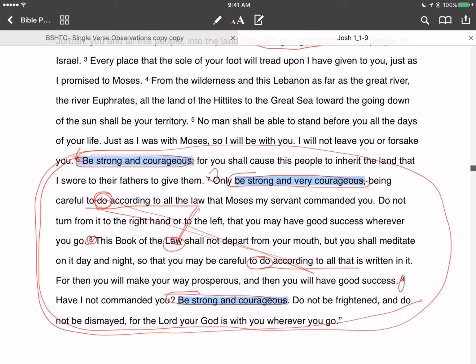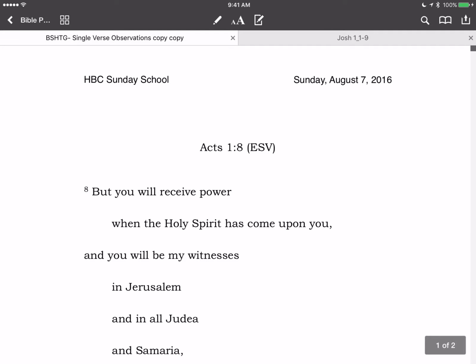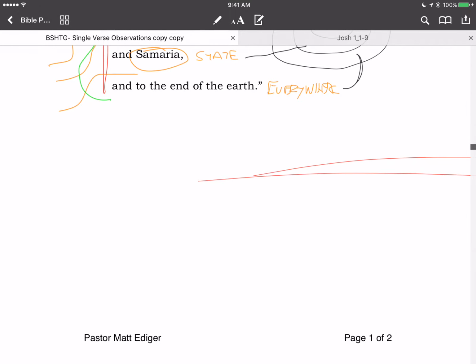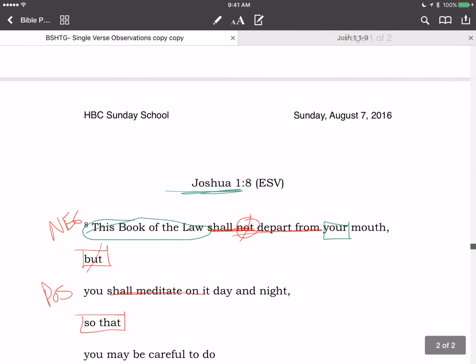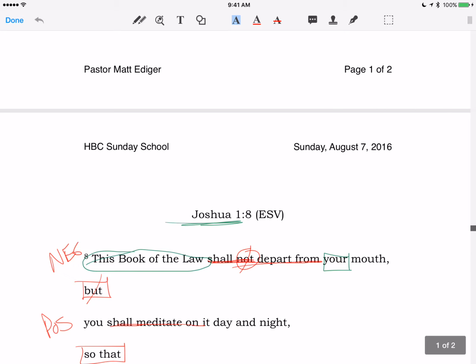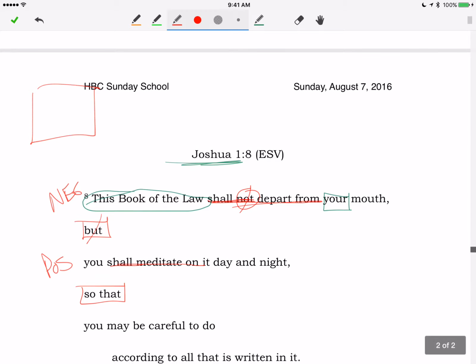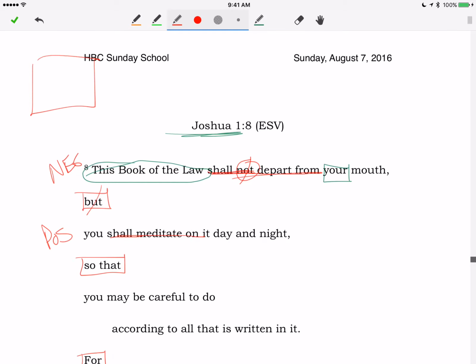So we have a little bit of the context, and again, I usually like to write out my context in a box up here in the right-hand column, or left-hand, but just for time's sake, I'm not going to do that. But just some pertinent information that might help me in the process of making observations that'll benefit me as we go on. Now, this book of the law shall not depart from your mouth.